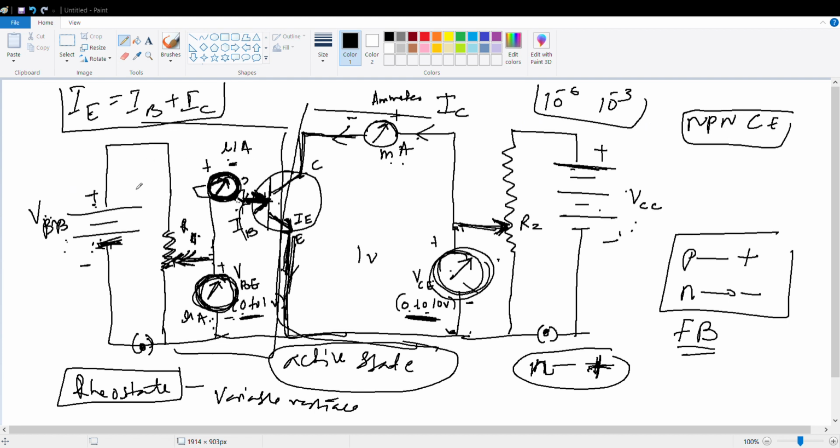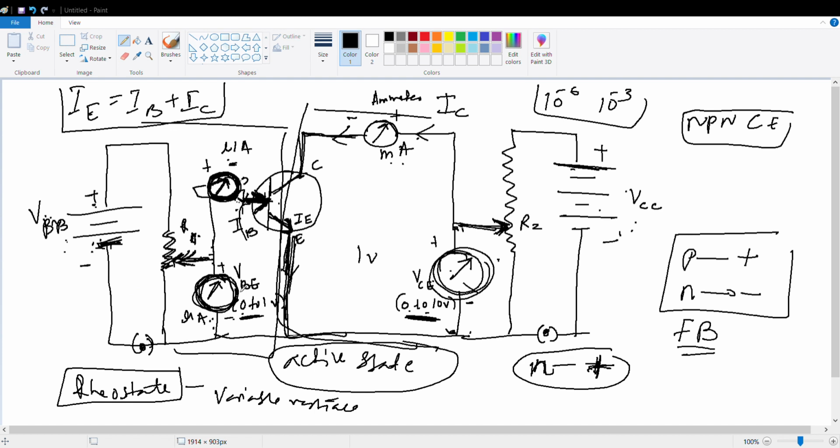Hence, the transistor has to be used in the active state. What is the active state? Who will tell me? I told you, the emitter-base is forward biased, yes or no?